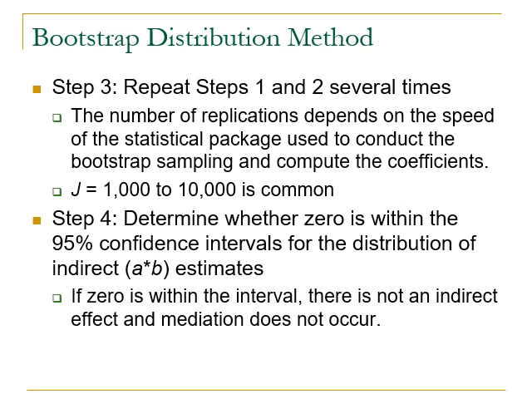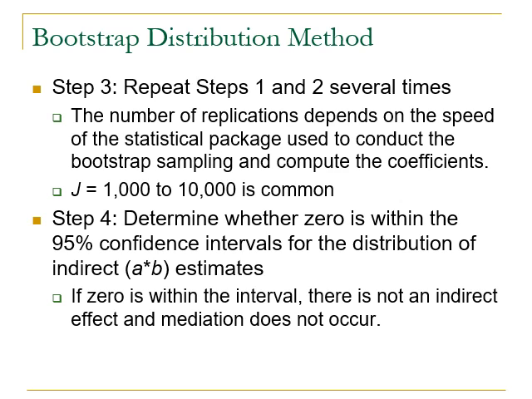Step 3 is we're going to repeat steps 1 and 2 several times. These are the iterations. The number of replications depends on the speed of your statistical package used to conduct the bootstrap sampling and compute the coefficients. A range of 1,000 to 10,000 is common. In other words, we're going to run this analysis at least 1,000 times, over and over and over again. Every time we're going to calculate the overall mediational effect, every time we're going to calculate the direct effects. And we're going to do that over and over and over.